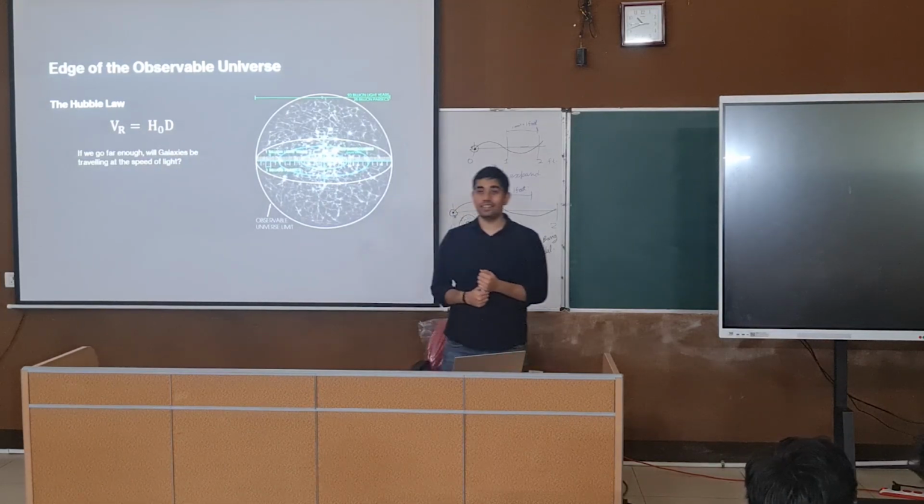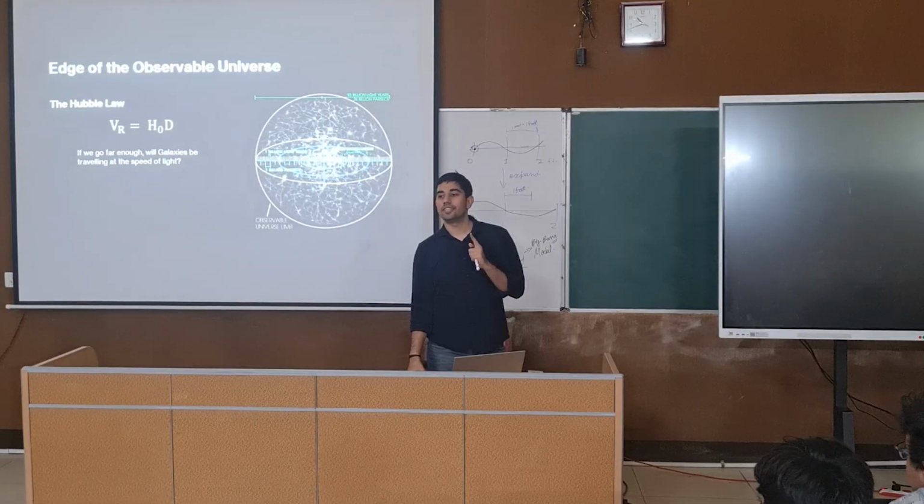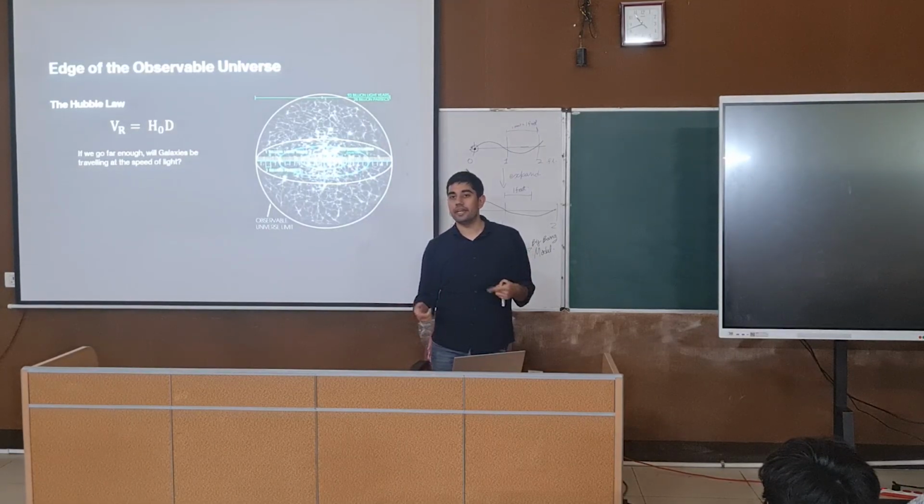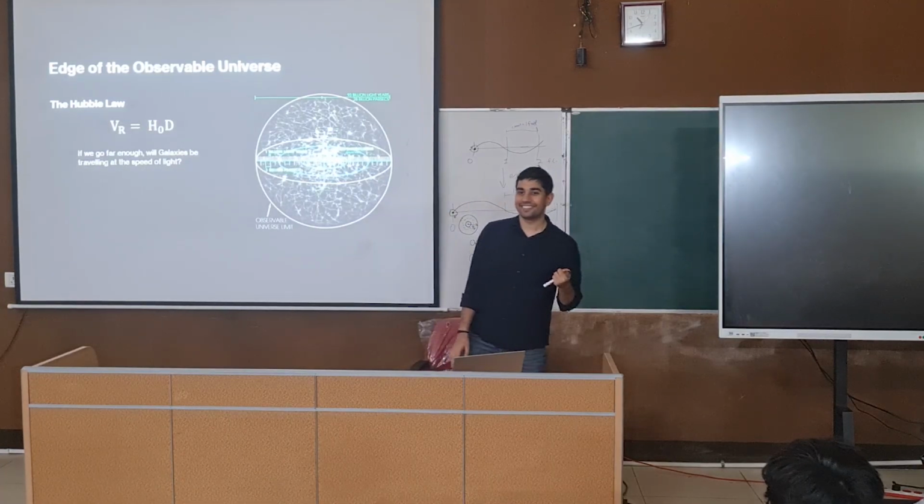They are not actually moving at the speed of light. What is happening? Space. The universe is expanding. The space is expanding. But it appears as though these galaxies are moving at the speed of light. Relative to us, they are moving. Exactly. So how can it be possible?